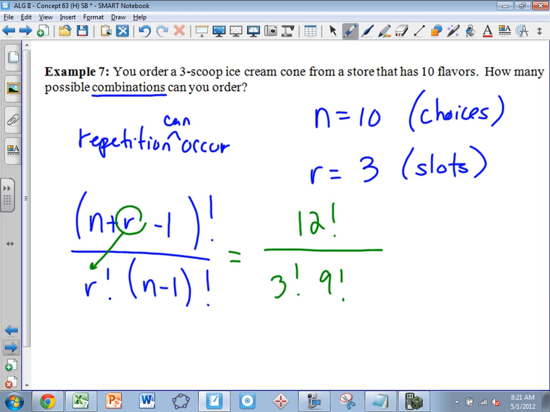Let's prove that real quick. What does 27 factorial really mean? 27, 26, 25, 24, and so on. But what is this really? It's the 3 factorial and then 9, 8, 7, 6, 5, 4. Does that look like 27 factorial to you? No. It's not the same, okay? So that's what's going on the bottom. Up top, same idea, right?